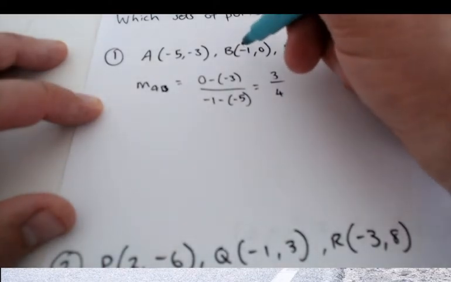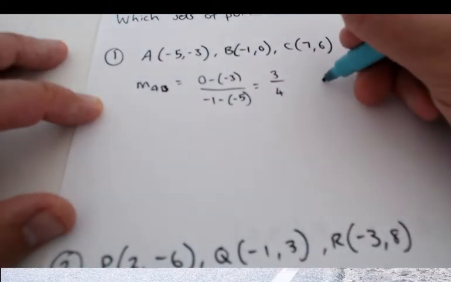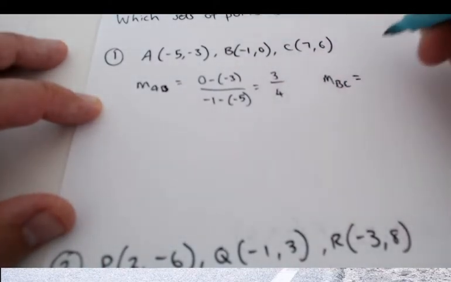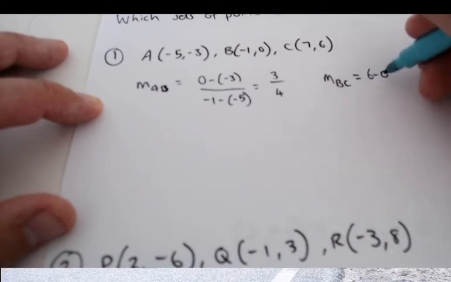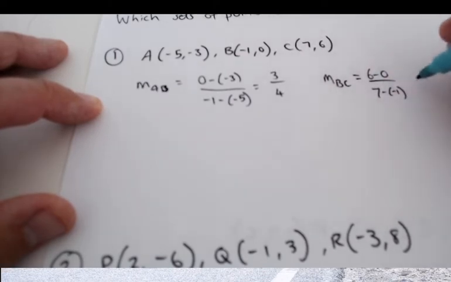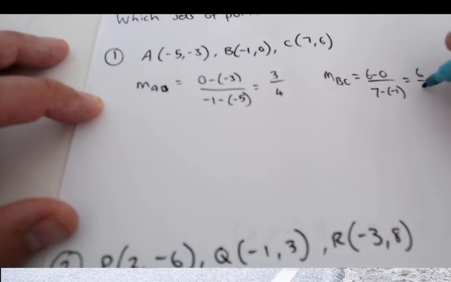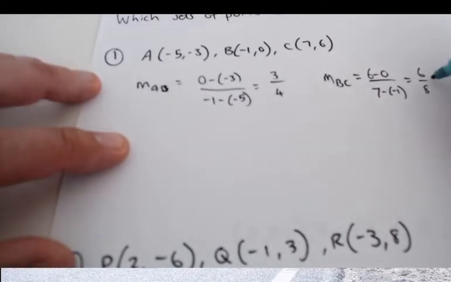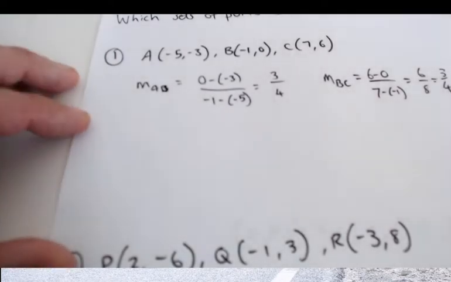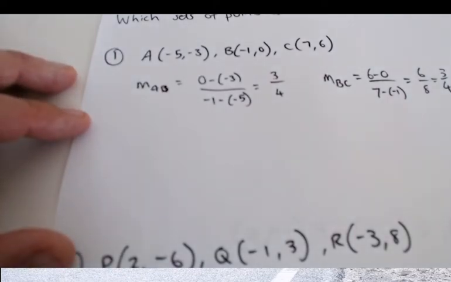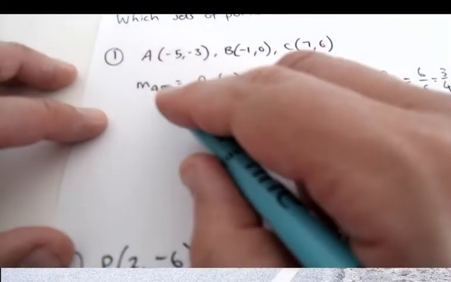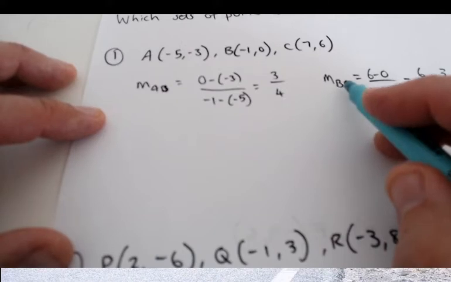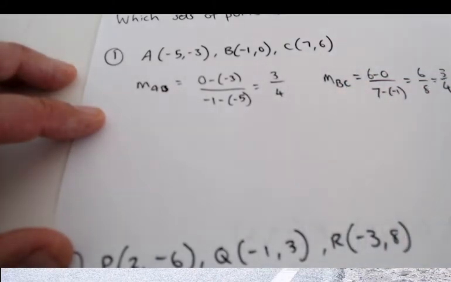I'm then going to find the gradient of BC. So it's going to be 6 take away 0, 7 take away minus 1, which is going to give me 6 over 8, and 6 over 8 will simplify to make 3/4. Okay, so gradients are the same, and both lines go through B, so it is collinear. Again, the writing out of this answer is important.